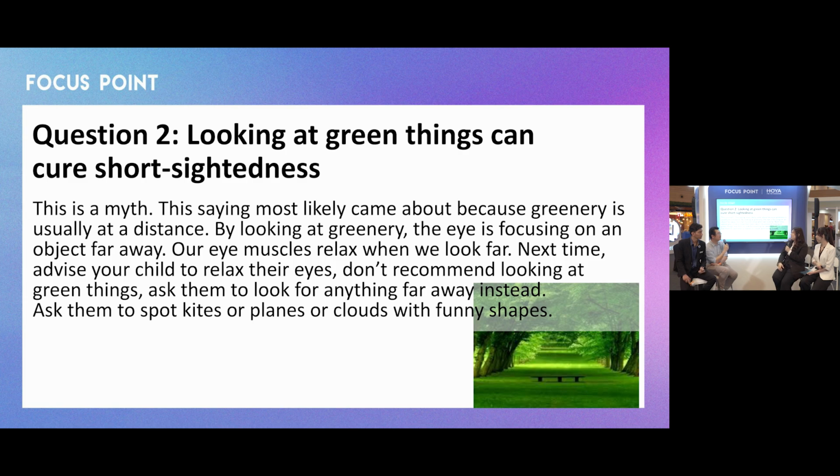Yep. So can I add on again? Basically, it's more about exposure to the sunlight instead. Nowadays, because we spend so much time indoors playing computer games, all those kinds of things, it causes a lot of myopia. And of course, reading and all those.